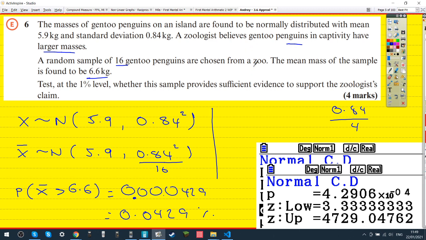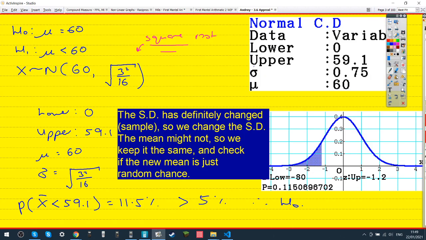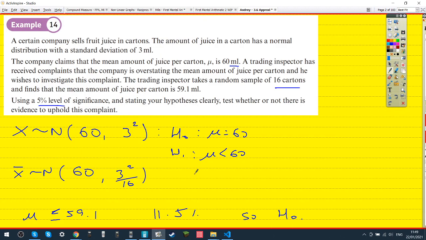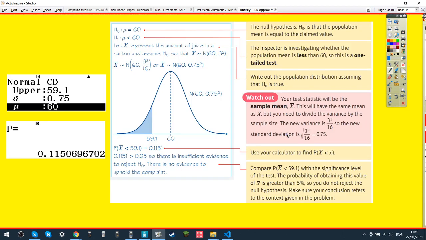So, this previous one, they were saying, what's the odds that if you take 16, the average will be 5.91? The odds of that happening are 11.5% of the time. So it's a bit less than the mean, but it happens about 10% of the time just by chance if you take 16 randomly. And so it's not rare enough to meet the 5% level of significance.